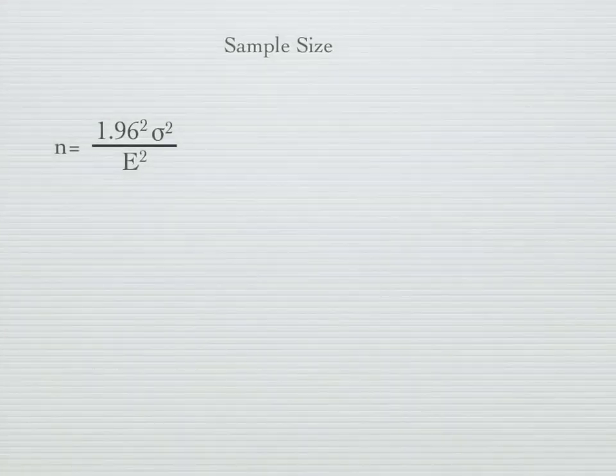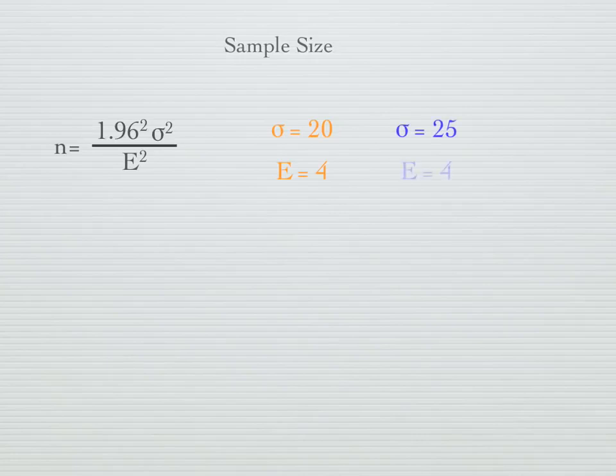So I'm going to do two problems in this case. I'm going to do them side by side. The first problem we're going to do, we're going to assume the standard deviation is 20 and the error rate is 4. And the second problem we're going to do is the standard deviation 25 and the error rate is 4. This will give you an opportunity to see how much a small change in the standard deviation impacts sample size.